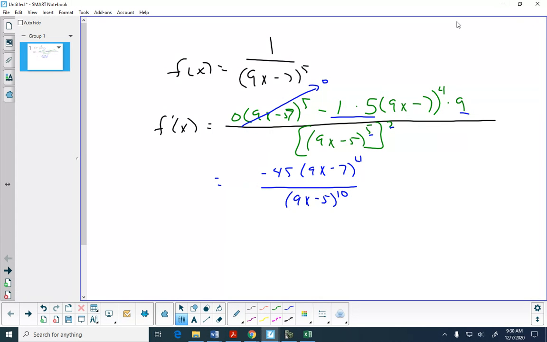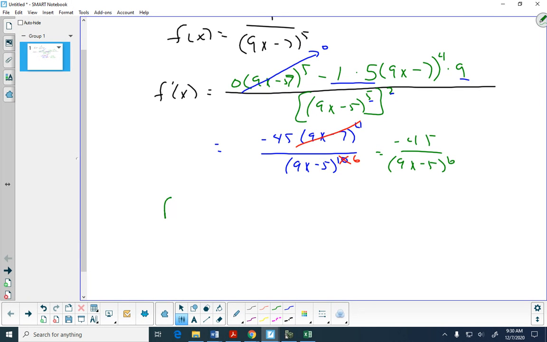But then we take a look, we have 4 (9x minus 7)'s on top. We have 10 of them on the bottom. How many can we cancel out, Liam? 4 of them. So we're going to be reduced to 6. So we have negative 45 over (9x minus 7) to the 6th power. Once again, if we take a look at this a different way, we can come down to the same solution.